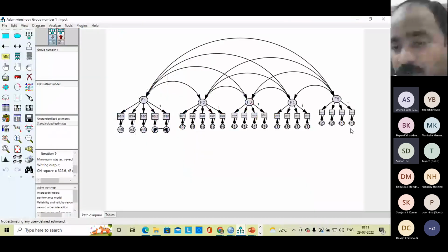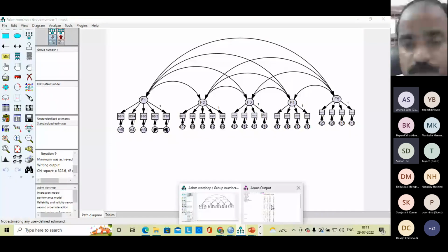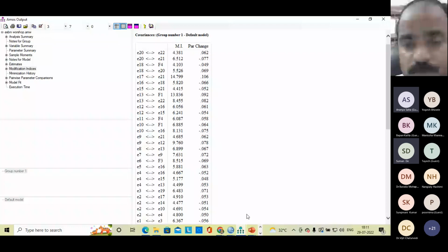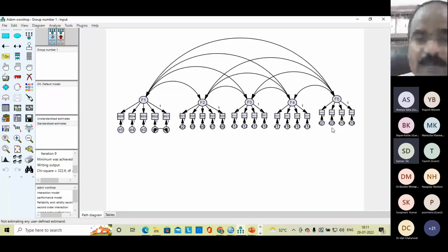Look at here, coming under the last construct, E20, E22. What is that again? Let me see. E20, E22. Look at here, this is E20 and this is E22. No, it cannot be correlated because it is separate. I'm sorry, it cannot be correlated because E22 is under F2 and E20 is under F5.